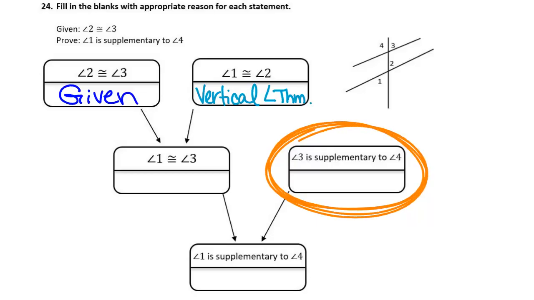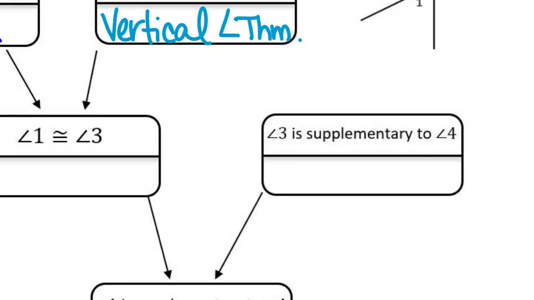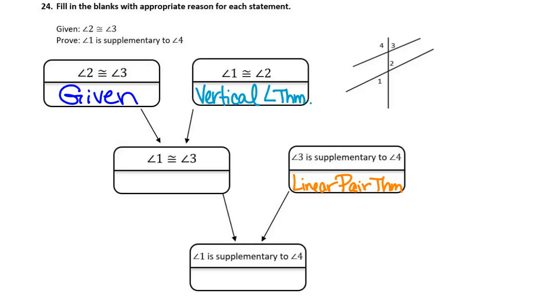Angle 3 is supplementary to angle 4. Is that the given? So where are they getting it from? From the graph, from the picture. Look at angles 3 and 4. What do we call that special angle pair? A linear pair. When they're side by side, they're a linear pair. When they're on opposite sides of the x, they're vertical. These are a linear pair. Why can I say they're supplementary then? Linear pair theorem. Again, to just say angle 3 and angle 4 are a linear pair would be the definition of linear pair. Talking about their relationship to each other is the theorem.